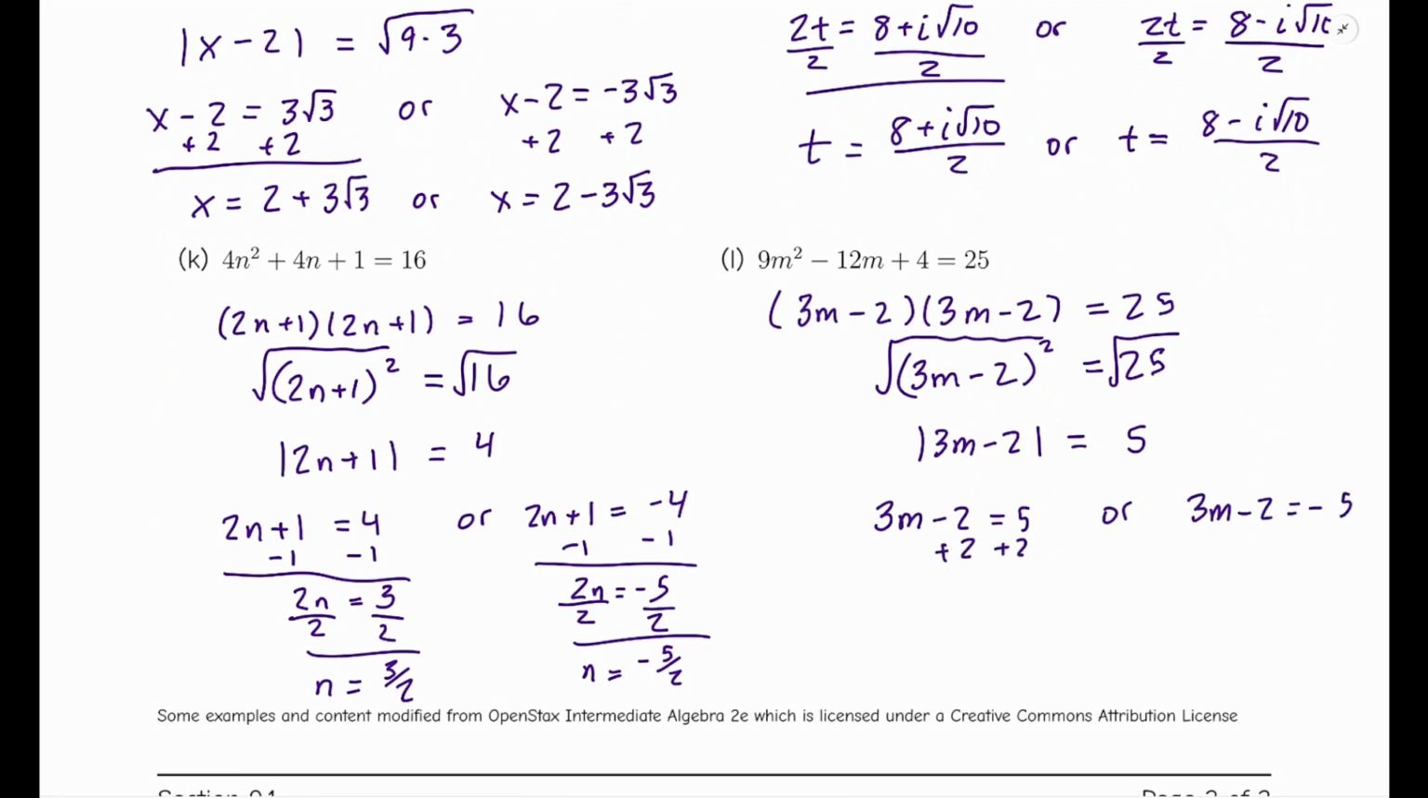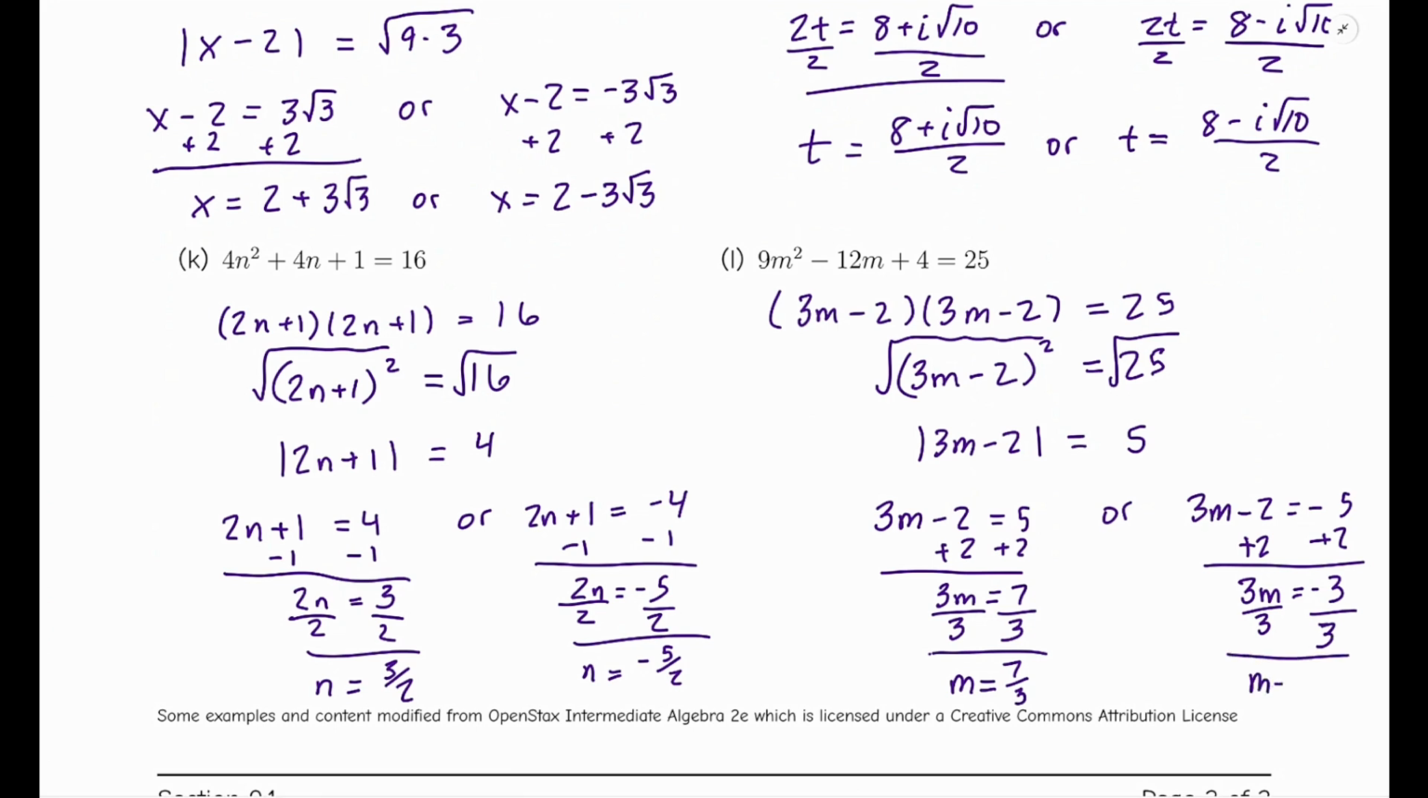And one more time, just going a little quickly, we get m equals 7/3 for our first answer. And we get m equal to negative 1 for our second answer. And that is the end of section 9.1 notes.